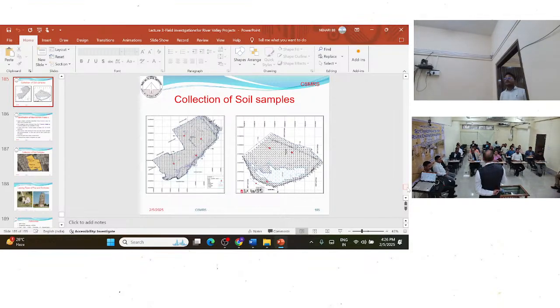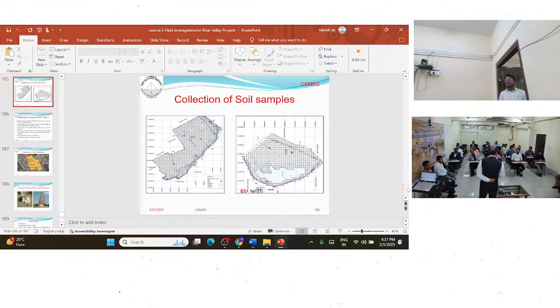Even while collecting the disturbed sample or the UD sample, as I explained, depending upon the material, it can change your design. Depending upon the sample collection and disturbance to the sample, it may increase the cost of your project manifold. It may be over design, it may be under design. We have to take care about that.